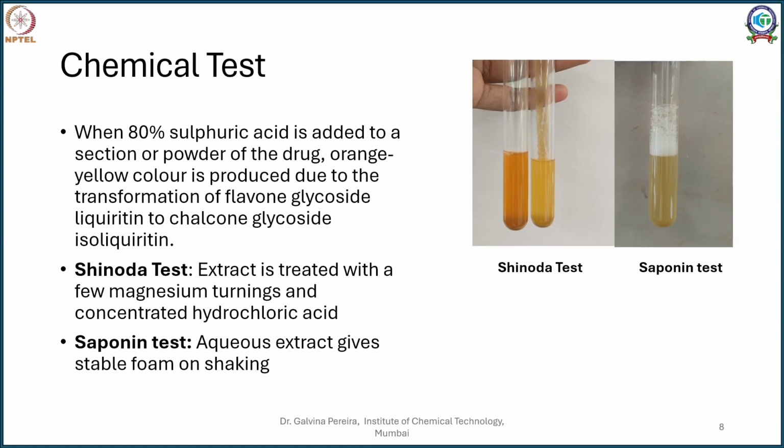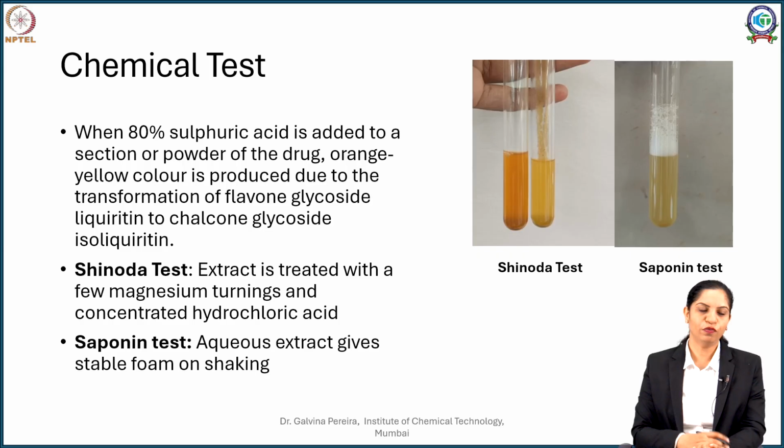Now you can check licorice by doing numerous chemical tests. The first one is to check if it contains flavone derivatives, especially chalcone derivatives. When you take this plant or a section of it and add about 80% sulfuric acid, you will see that the part of the plant exposed to the 80% sulfuric acid produces an orange-yellow coloration, and this happens because your flavones get converted into chalcones, and that gives you a nice yellow-orange coloration.